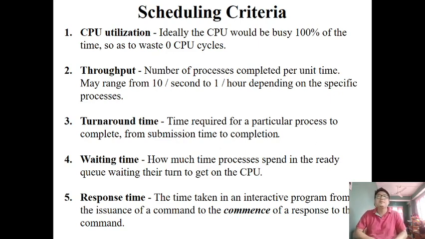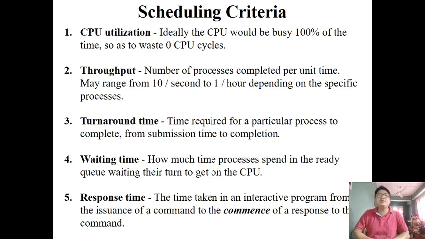Next is the throughput. So throughput means how many programs or how many processes are being executed per unit time. Okay, so that is known as the throughput. This also has to be maximum, and it is correlated with the CPU utilization. If the throughput is high, CPU utilization is high. If the throughput is low, CPU utilization is also low.